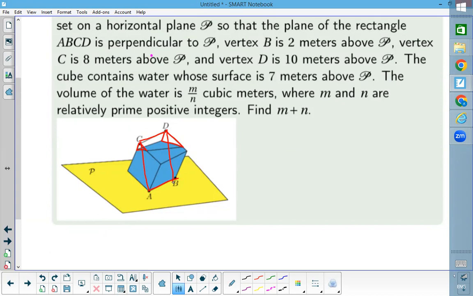So what does that mean? That means that the water level has to be horizontal. It means the water level has to be horizontal because, well, obviously the water level has to be horizontal. And that's very important.